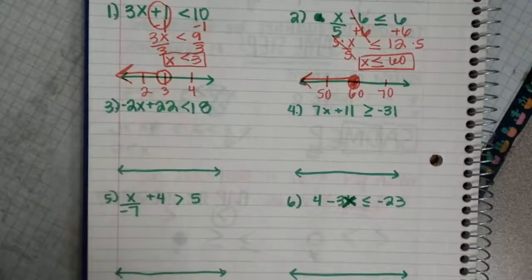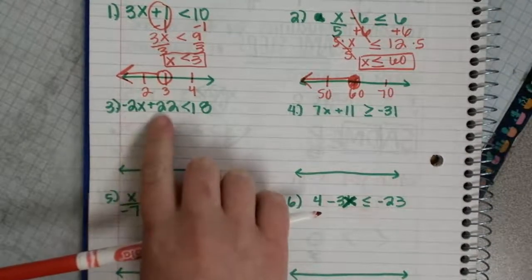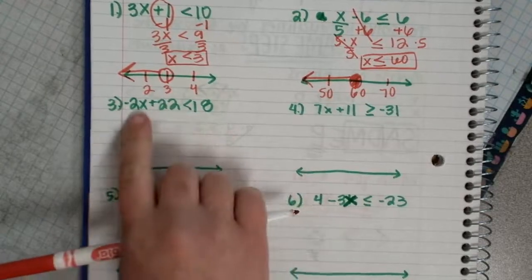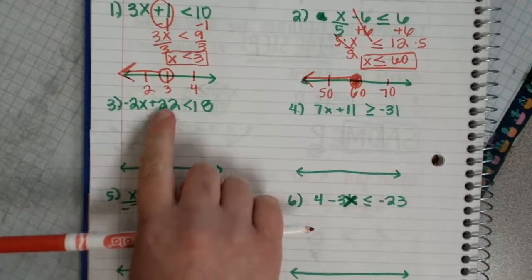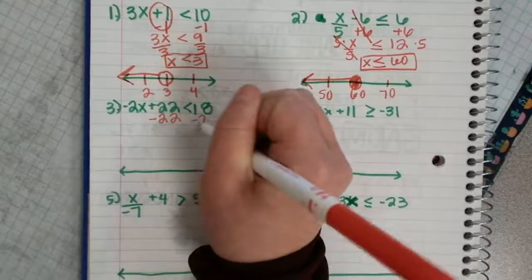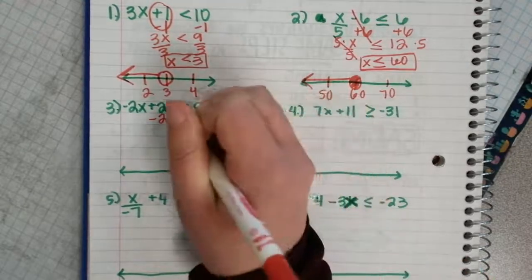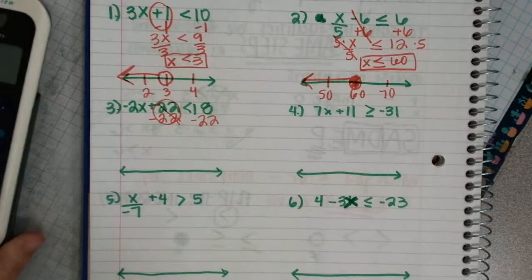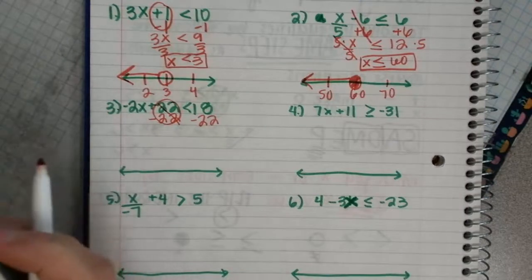With problem number 3 here, I have negative 2x plus 22 is less than 18. I can't get rid of this negative 2 yet because I have to get rid of this addition. The opposite of addition is going to be subtraction. This one's going to make 0, so it goes away. And 18 minus 22, I believe, is negative 4.